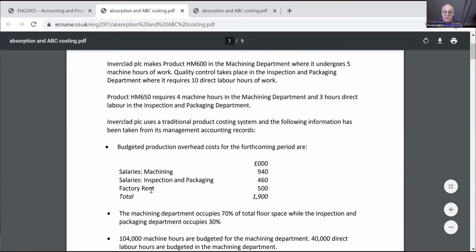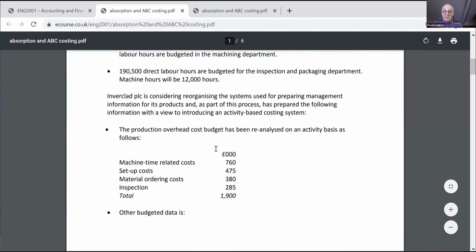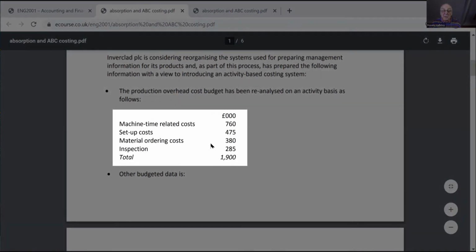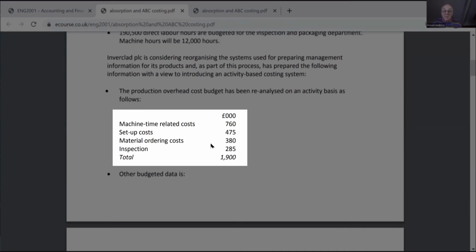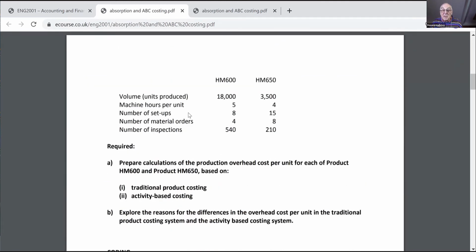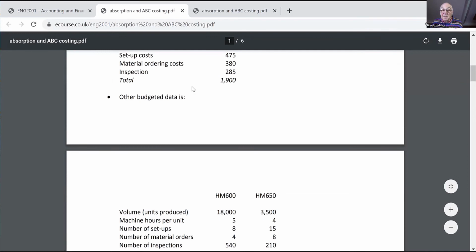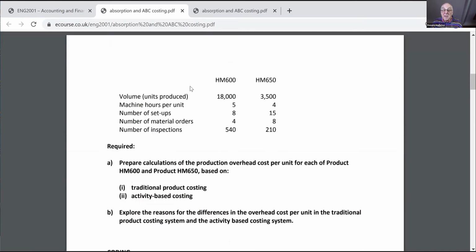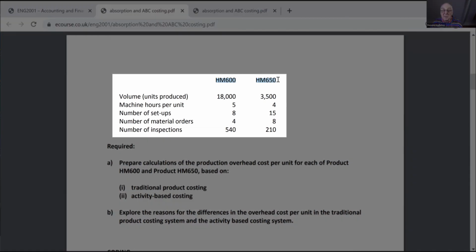But here they're organized by department: machining, inspection and packaging, where they're allocated, or for the factory as a whole in the case of the rent. And here we've got activities within the factory, irrespective of where they're taking place, and we've got a different analysis of the budgeted data. And remember that these again are expectations, these are budgets. But we need specific data in order to divide these costs up on an equitable basis. We need to know what usage of these services the two products make.